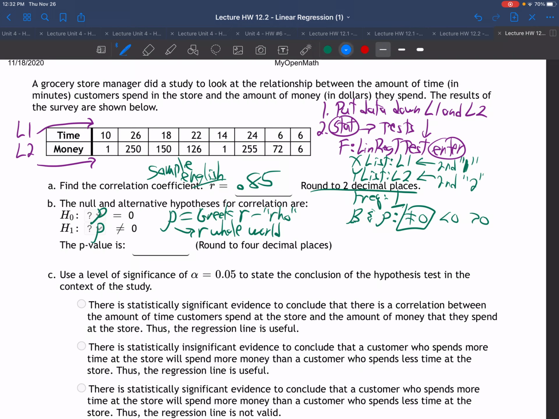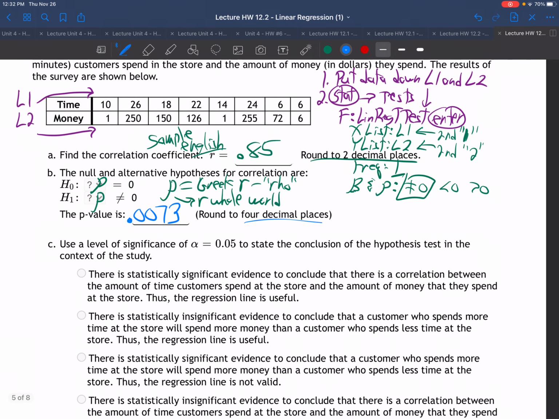I got the p-value, and they want 4 decimal places, so I got 0.0073. That's pretty low. Then it says alpha 0.05. So p-value 0.0073. How does that compare to alpha 0.05?